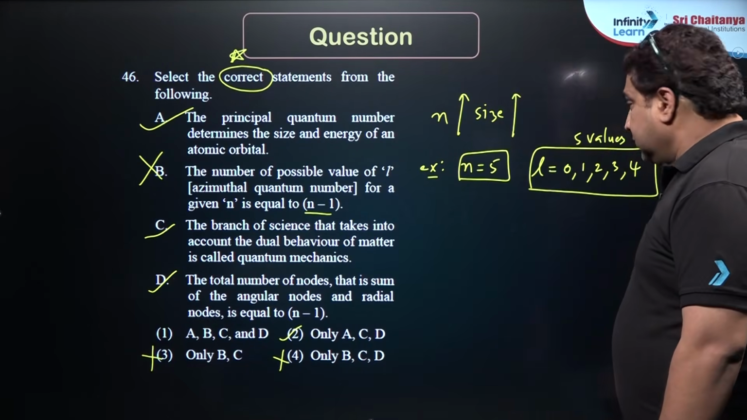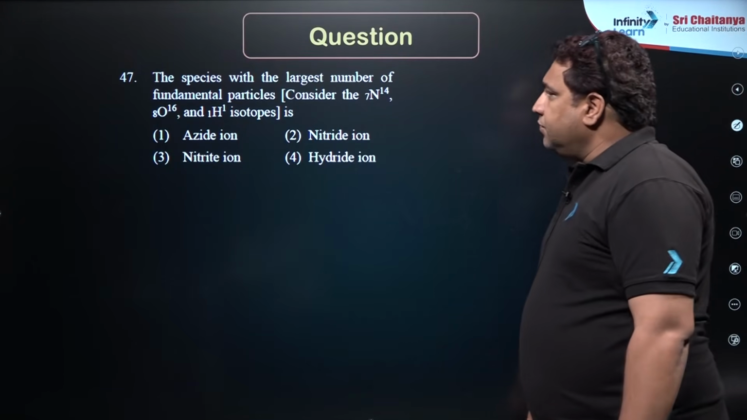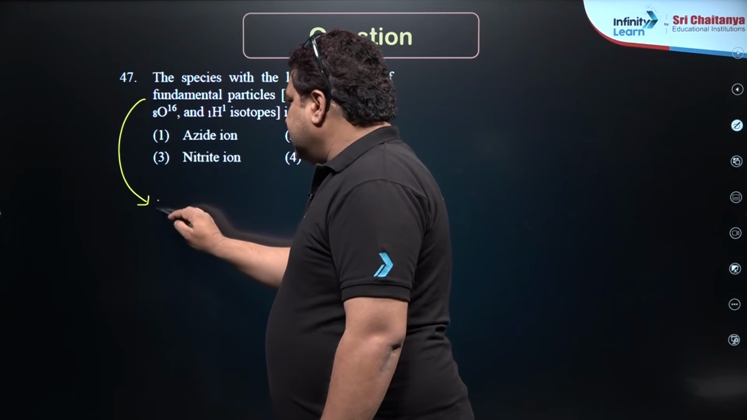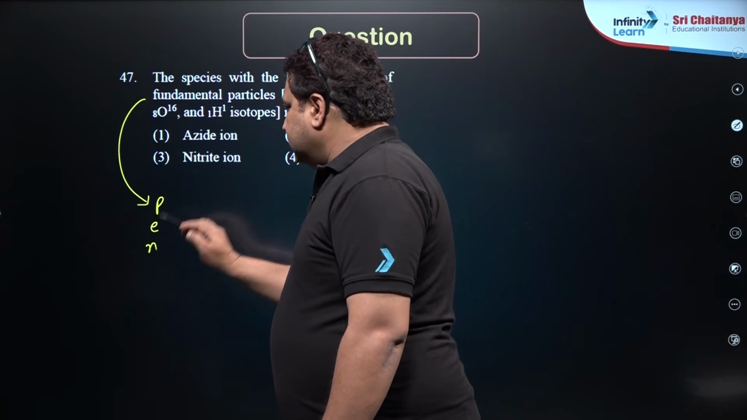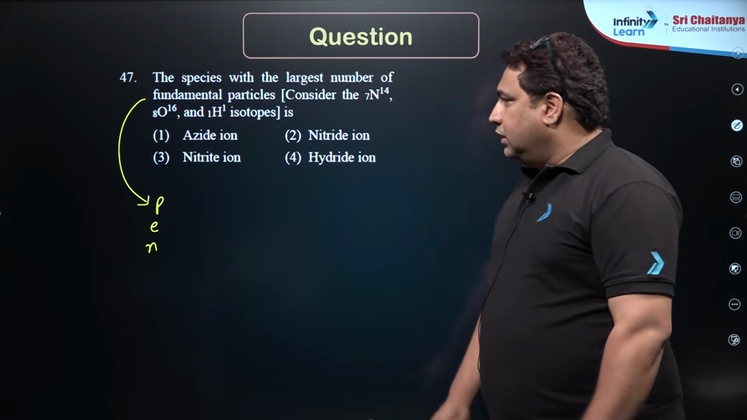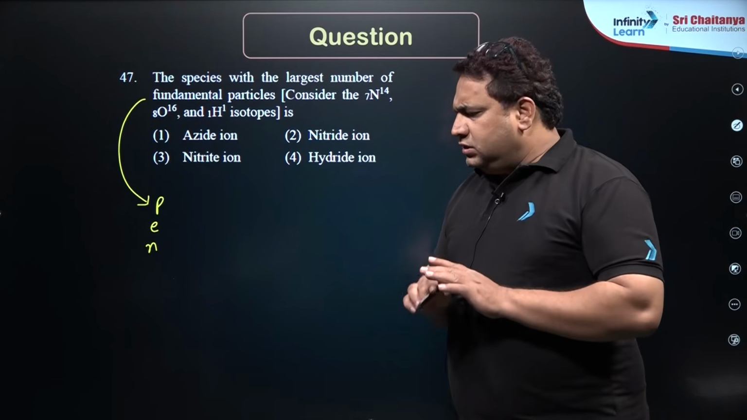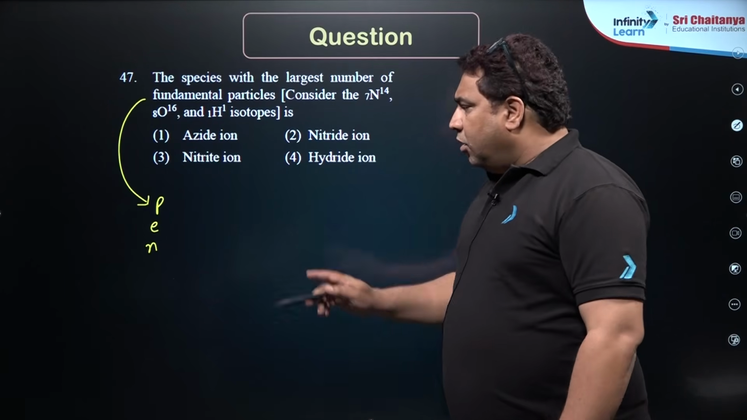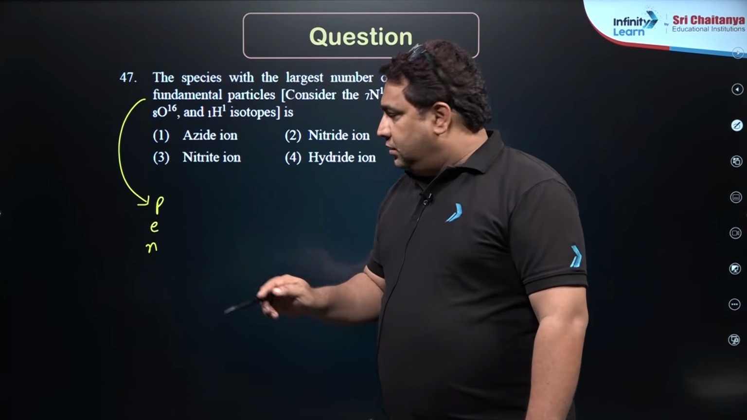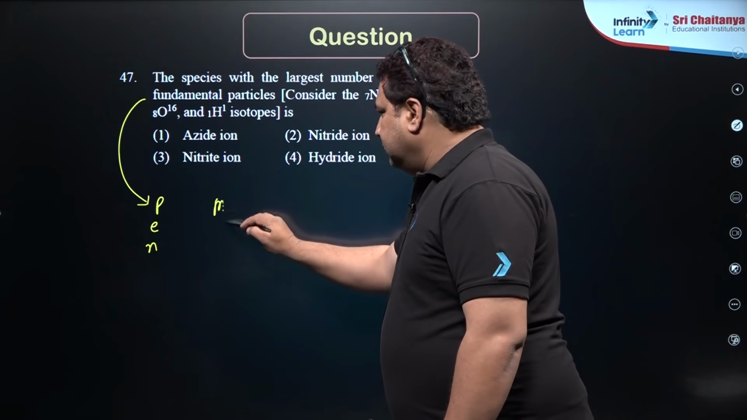Okay dear students. Next, the species with larger number of fundamental particles. So here fundamental particles means, dear students, obviously protons, electrons and neutrons. So you can do this in two ways, two methods. One, you can directly do it by only seeing electrons. Just see electrons and do it off. Because how many electrons will be there? For a neutral atom, protons will be almost the same. Neutrons may differ. So first I'll show you method 1.